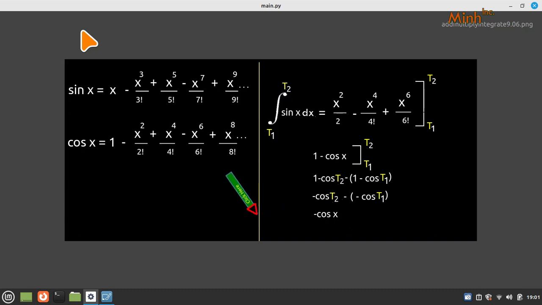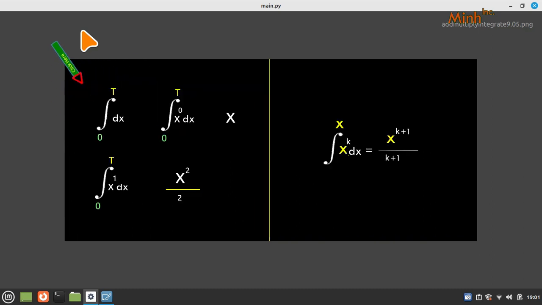Now what is the integration of cos x? So 1 would become x, x square would become x to the power 3 by factorial 3, x to the power 4 would be x to the power 5 by factorial 5, so it is the same. So integration of cos x is sin x.